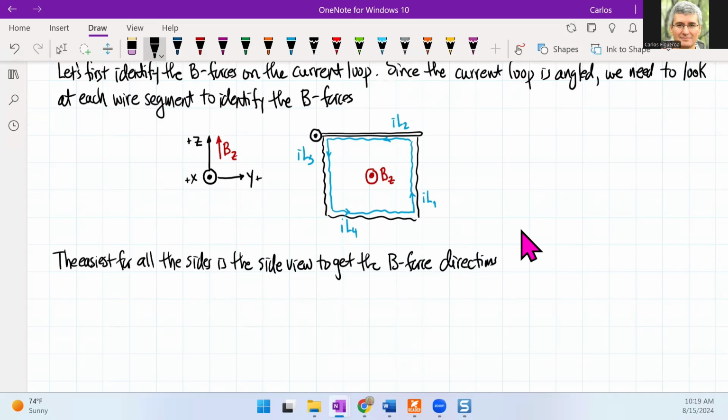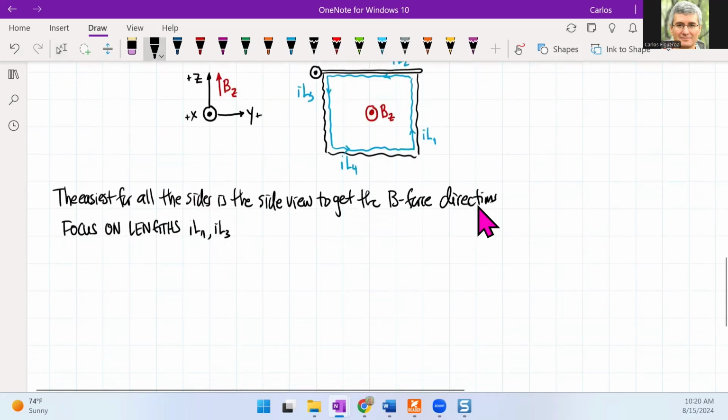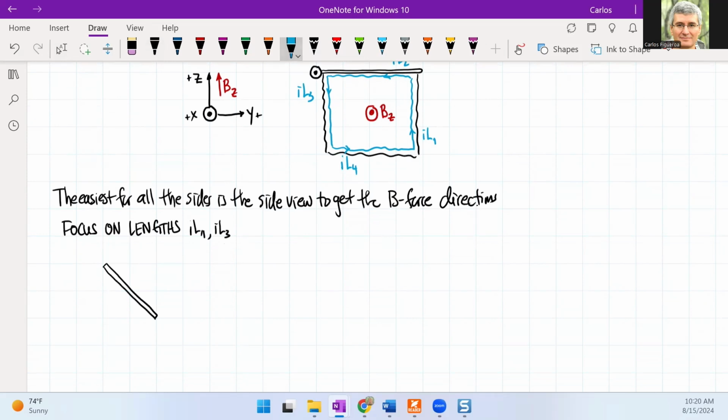So let's focus on lengths 1 and 3. Let's focus on I1. If I'm looking at this, you can see here that it's moving upwards. So let's say here's my wire, and if I look at the current, I'm seeing that this guy is climbing uphill. But the magnetic field is pointing directly upwards.